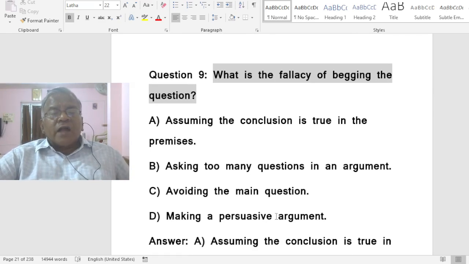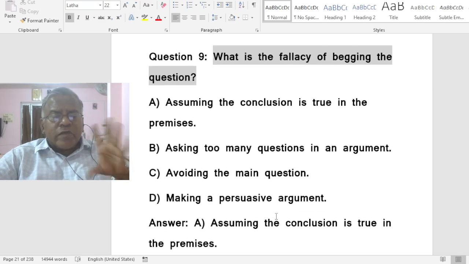Now, what is the fallacy of begging the question? This is another type of fallacy. What is the fallacy of begging the question? We will see what it is. A. Assuming the conclusion is true in the premises. B. Asking too many questions in an argument. C. Avoiding the main question. D. Making a persuasive argument.